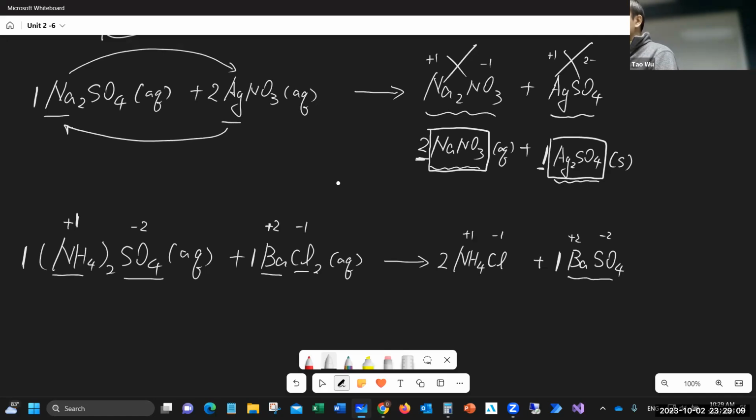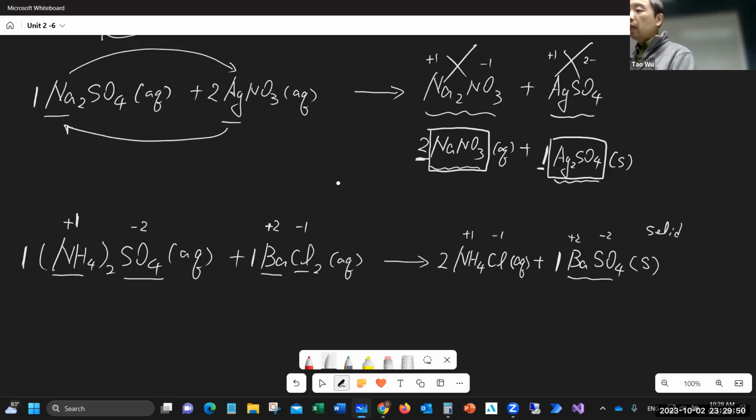Looking at the solubility, as we mentioned last time, ammonium plus any anion will be soluble. It doesn't matter what kind of anion. Soluble means it is dissolved in water, which is aqueous. And barium sulfate is insoluble. This is a precipitate, so you write S over here. S does not mean soluble, S means it's a solid. So this is a solid out of the water. That's a precipitate.